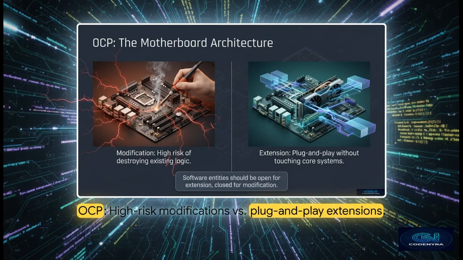Let's move right along to the O in SOLID and see how this builds our foundation. This is the Open-Closed Principle. I want you to think of your software architecture kind of like a computer motherboard. We know the danger of modifying existing working systems. It's honestly like trying to solder a brand new chip directly onto a live board. It carries a remarkably high risk of destroying your existing logic. Instead, what we really want are plug-and-play extensions. Software entities should be open for extension, but entirely closed for modification.